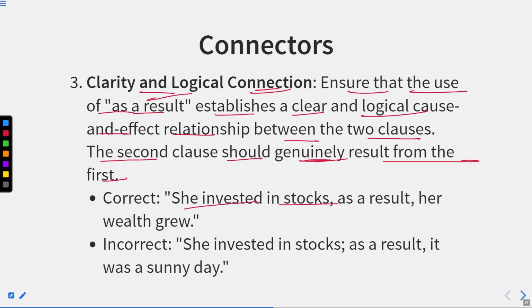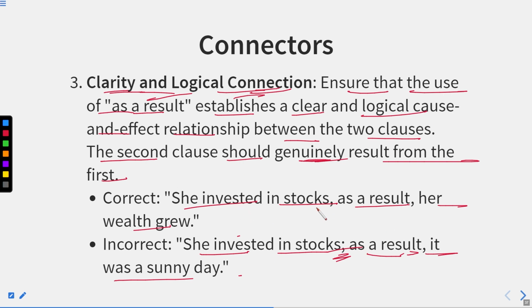Correct one: She invested in stocks. As a result, her wealth grew. Whereas what will be the incorrect sentence? She invested in stocks. As a result, it was a sunny day. Now I'm using a semicolon and after that a comma. That will be incorrect. Okay. So there should be clarity and logical connection between the two.